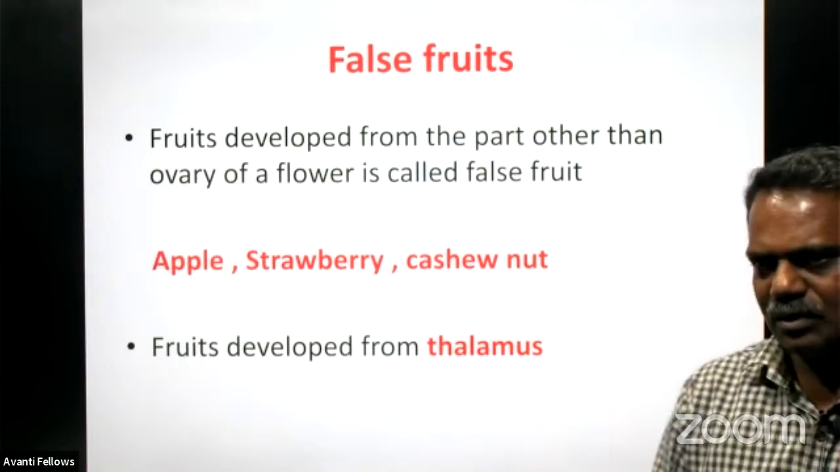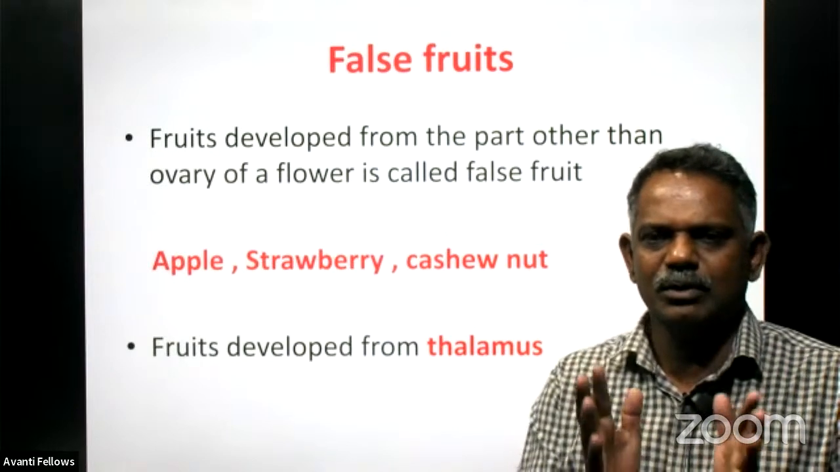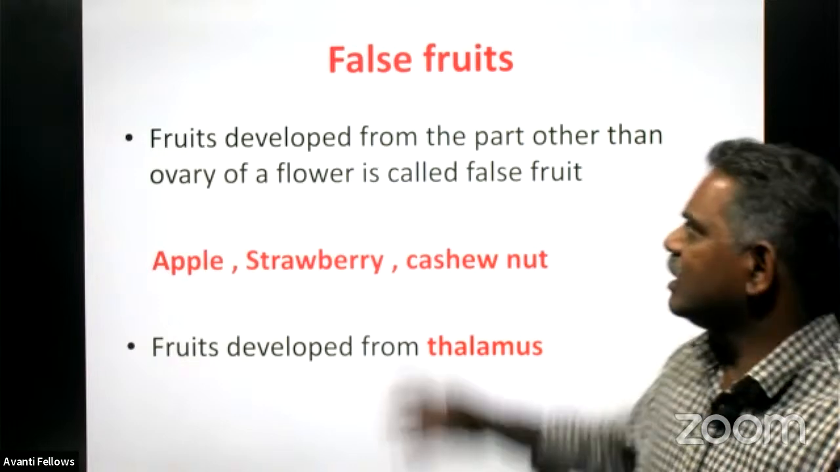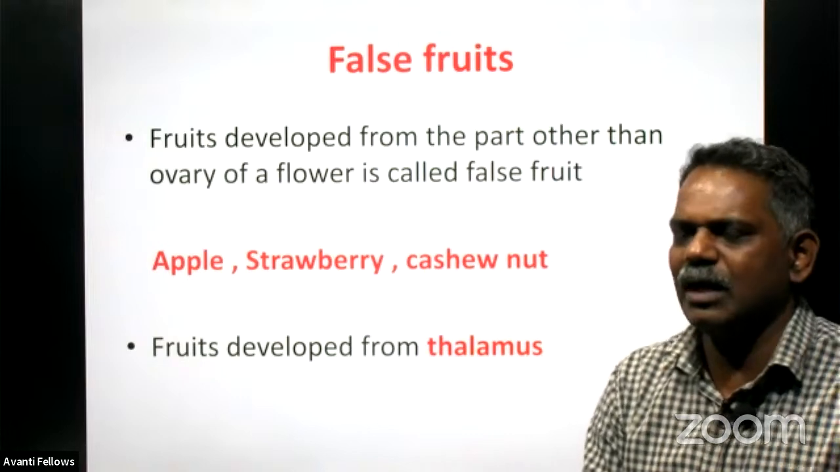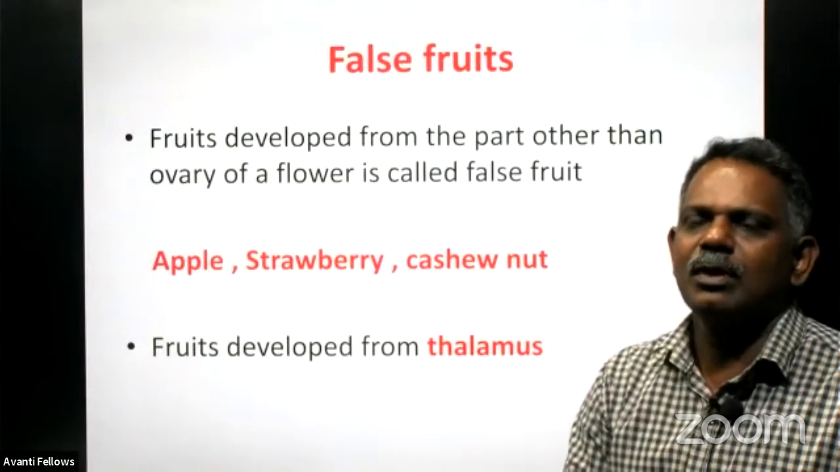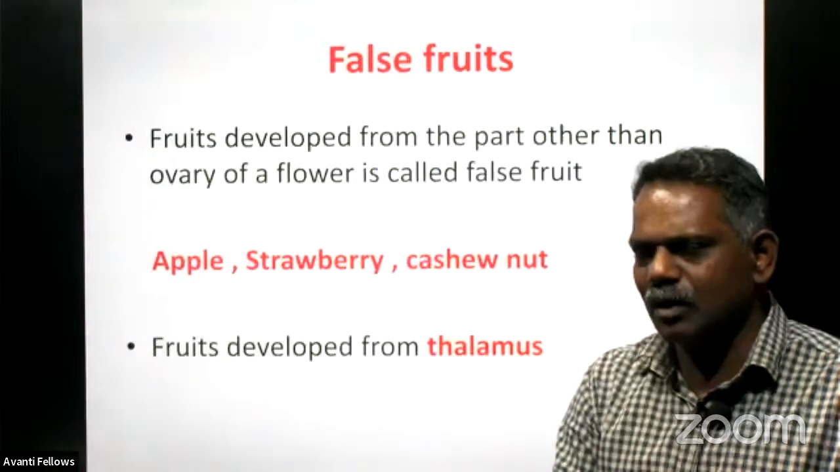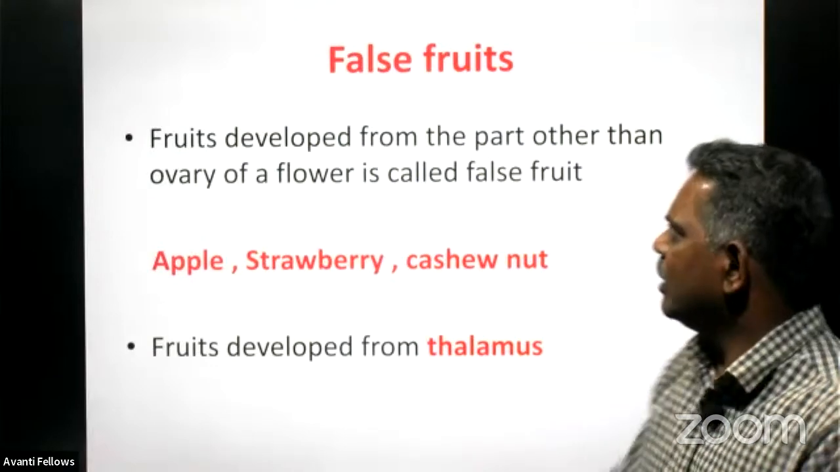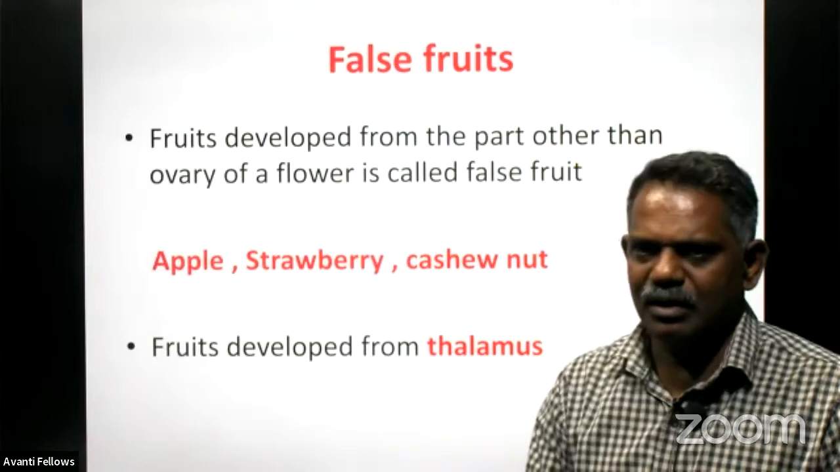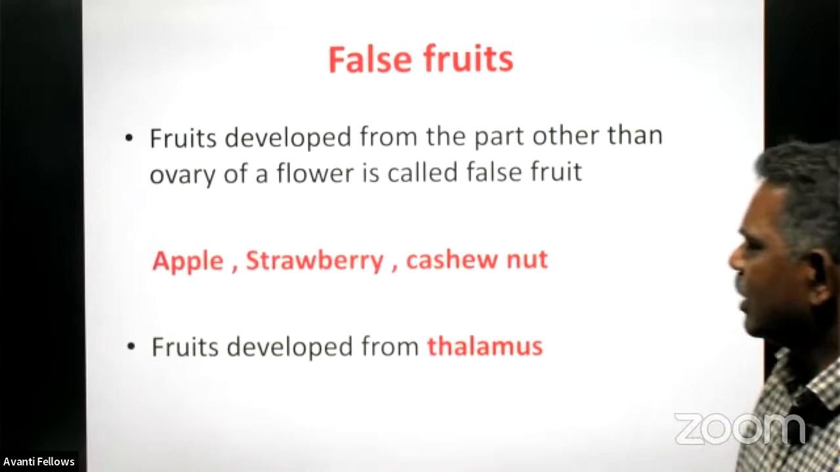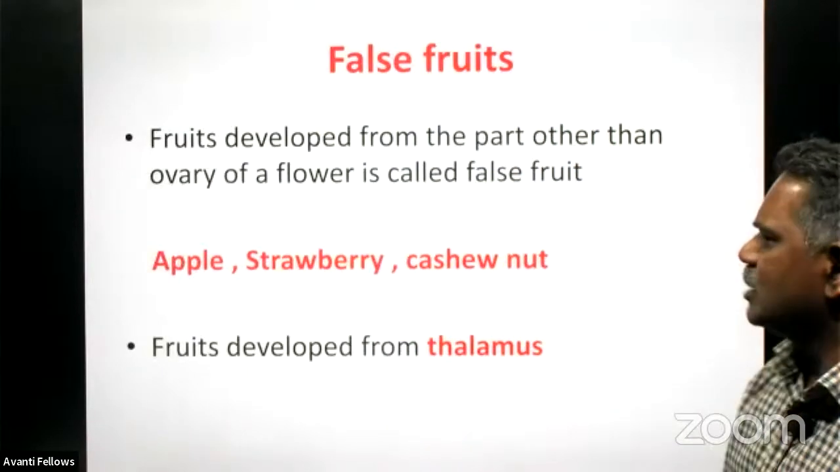The false fruits. Now we have seen in detail about the structure of a fruit. Then let us see the false fruits. What is a false fruit? It is not the real one. A real fruit is normally developed from the ovary after fertilization, whereas false fruits can develop from any other part of the flower, right? For example, you can find apple, strawberry, and cashew nuts.